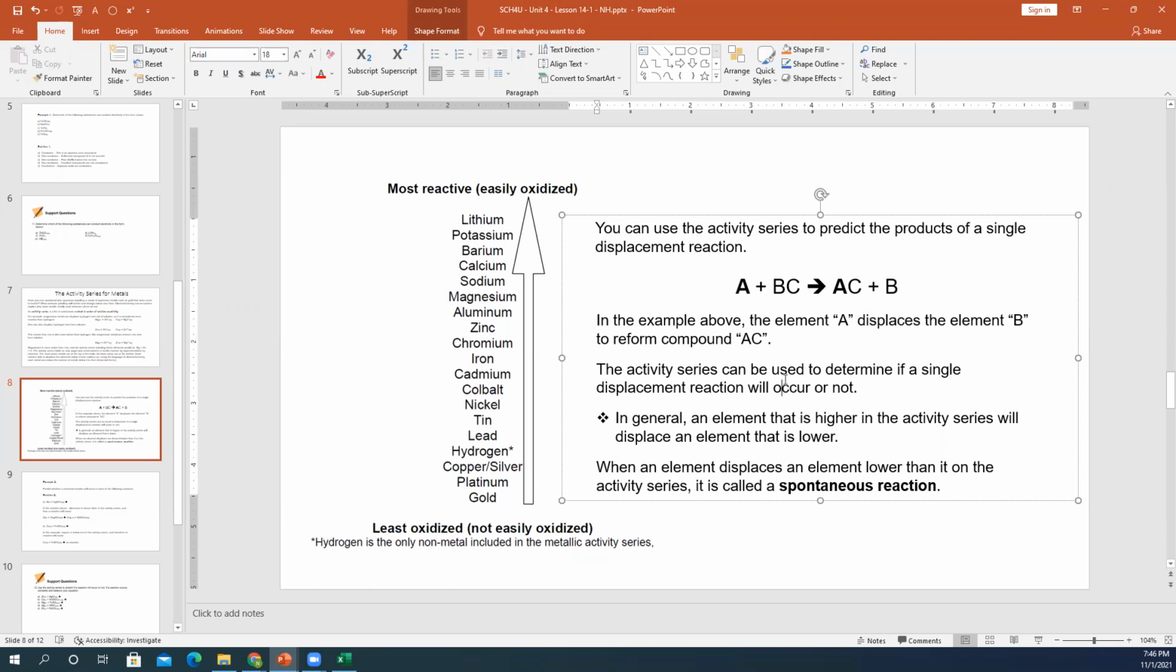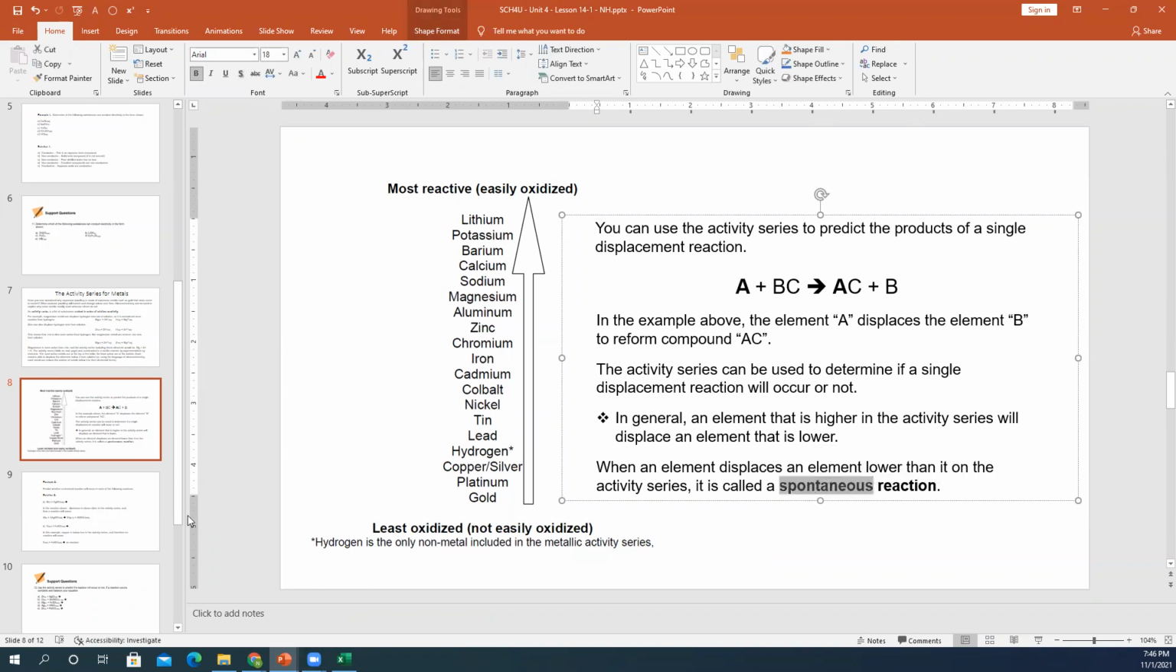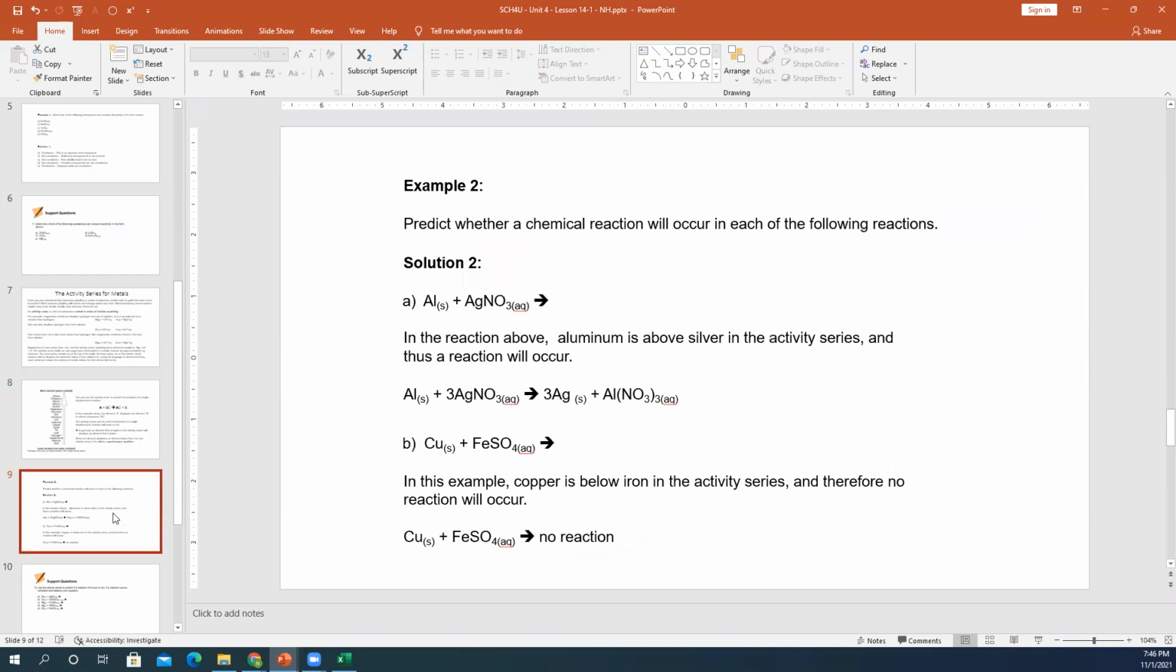So the activity series can be used to determine if this displacement reaction will occur or not. So in general, an element that's higher in this activity series will be able to displace an element that is lower. And when an element displaces one of these lower elements, it is called a spontaneous reaction. So these being able to displace the ones that are lower happens spontaneously.